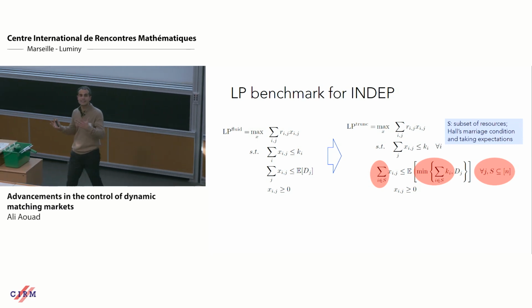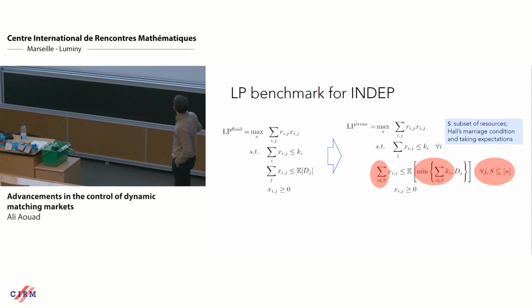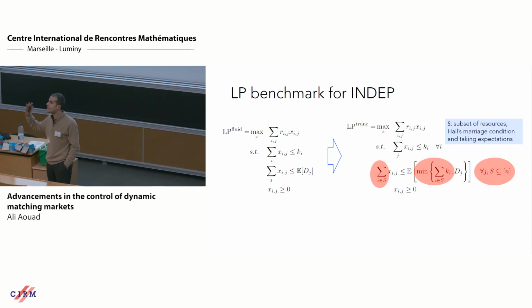By doing that, we're taking our linear program and making it more realistic because it captures the fact that the demand might be correlated. In fact, by doing this tightening, we are restricting the feasible region of the linear program. And by the way, this type of constraint always holds, even for the classic model. So it's only making this benchmark tighter.